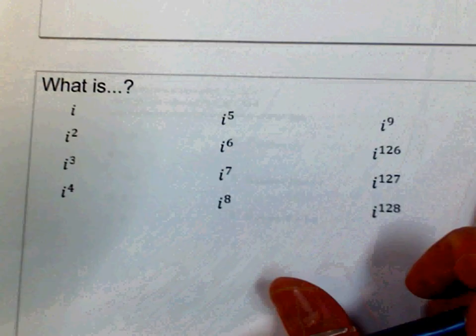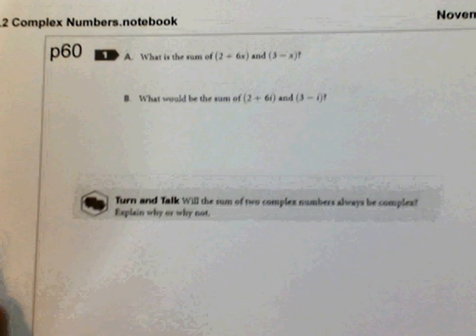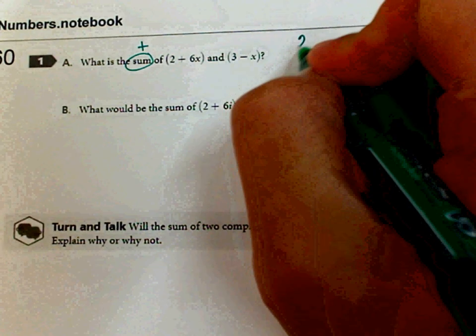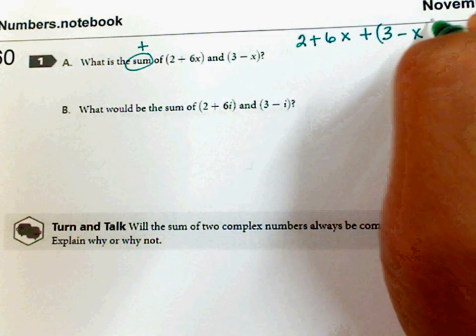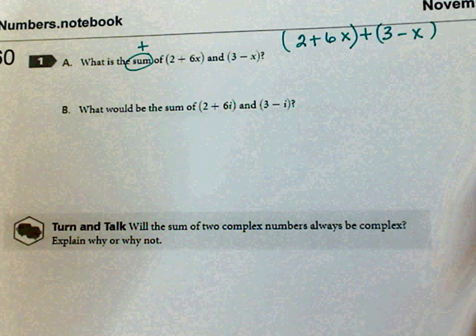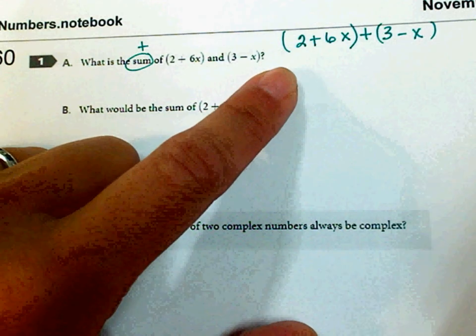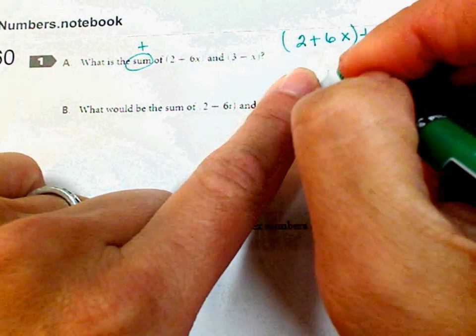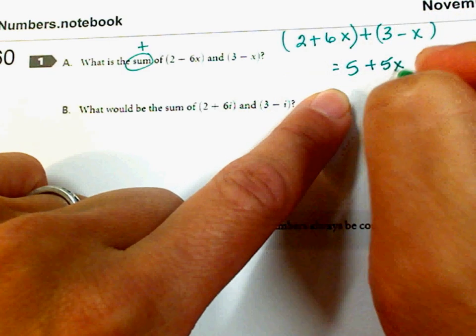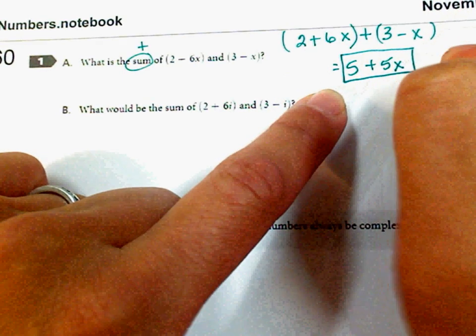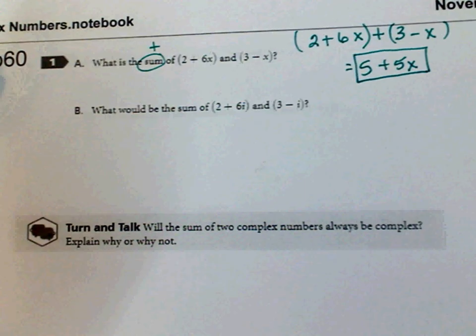Let's take a look at the first part right here. It says, what is the sum of the following? Sum means to add. So I'm going to have 2 plus 6x plus 3 minus x. Did you guys see that? All you're going to do is combine your like terms. 2 plus 3 is 5, and 6x minus x is positive 5x.